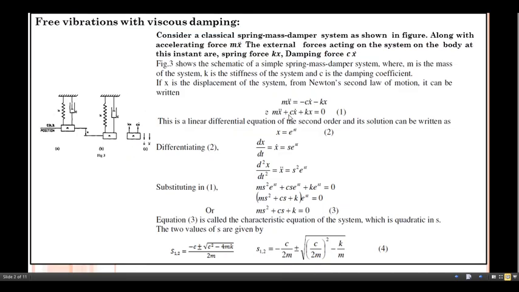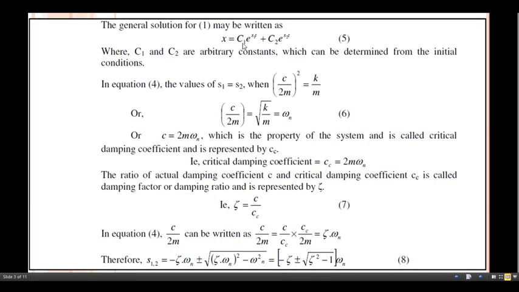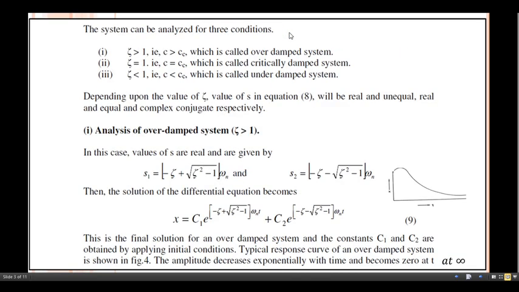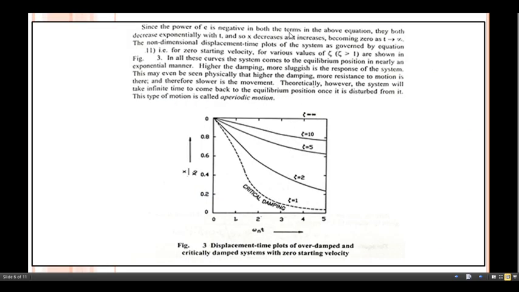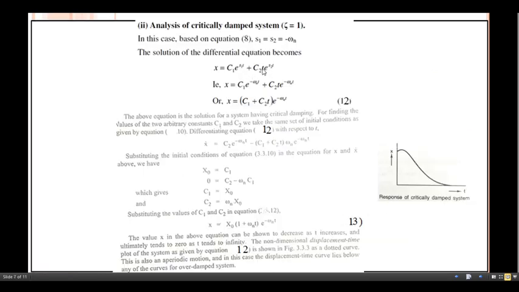This equation can be written like this: x equals c1 into e raised to s1t plus c2 into e raised to s2t. But because the roots are equal, an extra term t comes into the picture. So x equals c1 into e raised to s1t plus c2 into t into e raised to s2t. This is the general solution in case of a critically damped system. In this case you have to replace s1 and s2 by minus omega n.